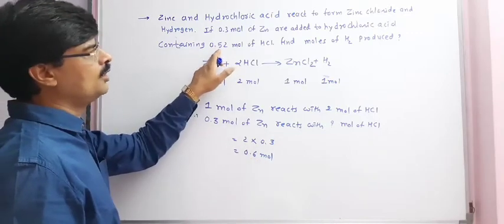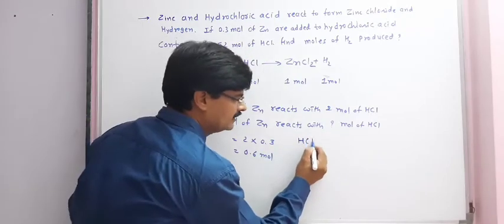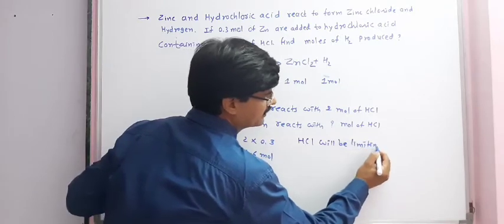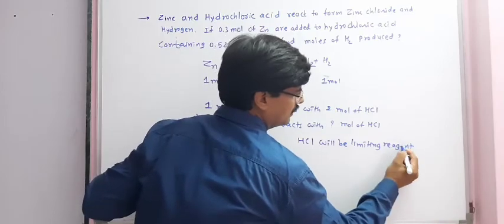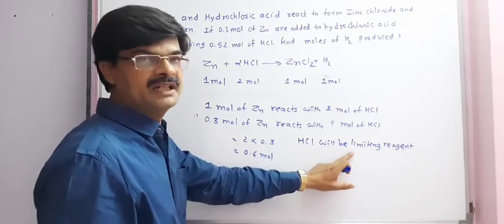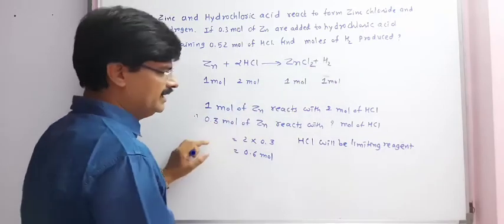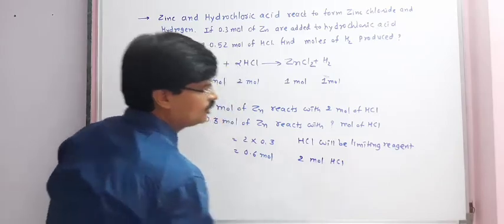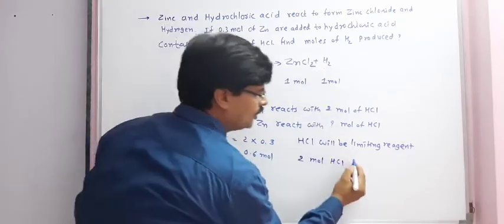But here it is given only 0.52 mole of hydrochloric acid. So HCl will be limiting reagent. And as I mentioned that the product is formed on the basis of limiting reagent. So we can find out the moles of hydrogen produced in the same manner. 2 mole hydrochloric acid gives 1 mole of hydrogen gas.